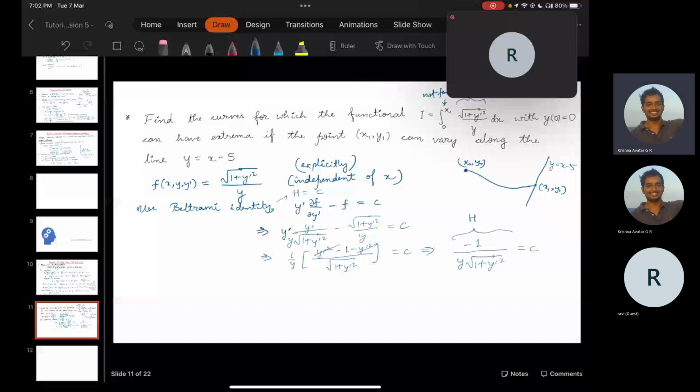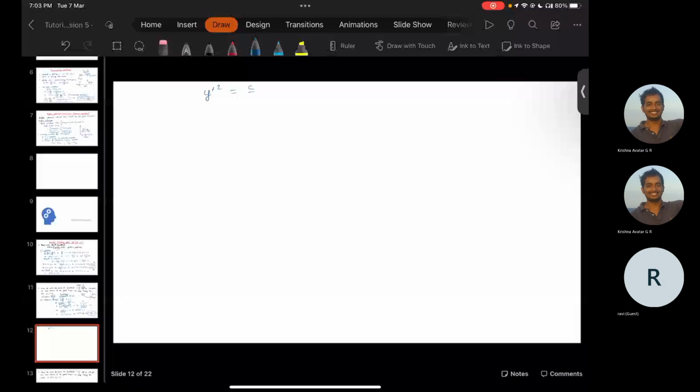Now what we do is we'll take 1 plus y prime squared is equal to c by y squared. And this implies that y prime squared is equal to c by y squared minus 1. And I'll take this on the next slide. Okay, so on the next slide, we have y prime squared is equal to c by y squared minus 1, which is nothing but c minus y squared by y squared. And now I'll take square root on both sides.